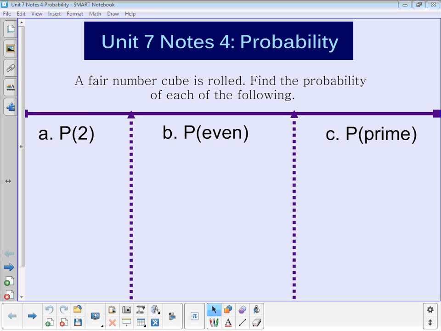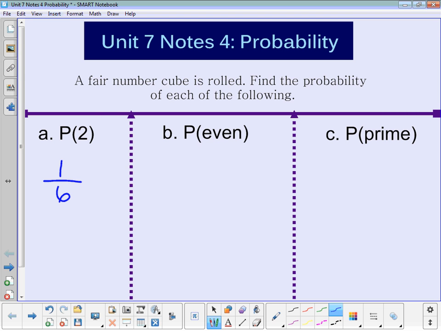Let's say we roll a fair number cube, a die, and we're going to find the probability of each of the following. Remember that on a fair number cube, there are 6 possibilities, numbers 1, 2, 3, 4, 5, and 6. So what's the probability of getting a 2? There's one way that you can get a 2 out of 6 ways total, so your probability is 1/6.